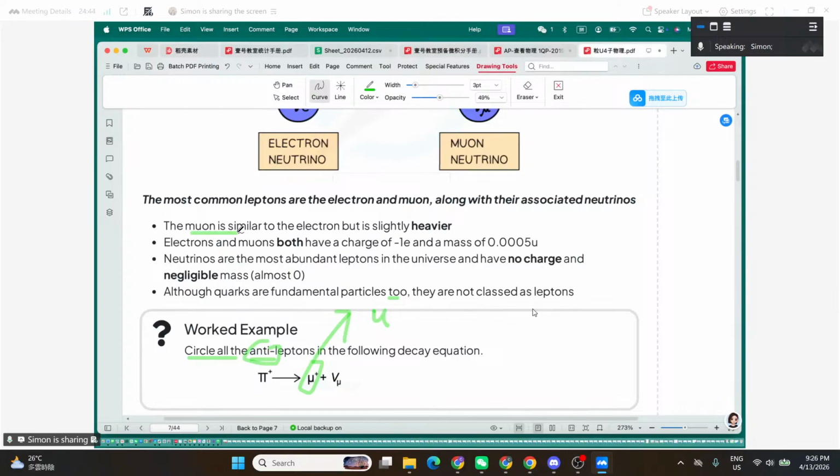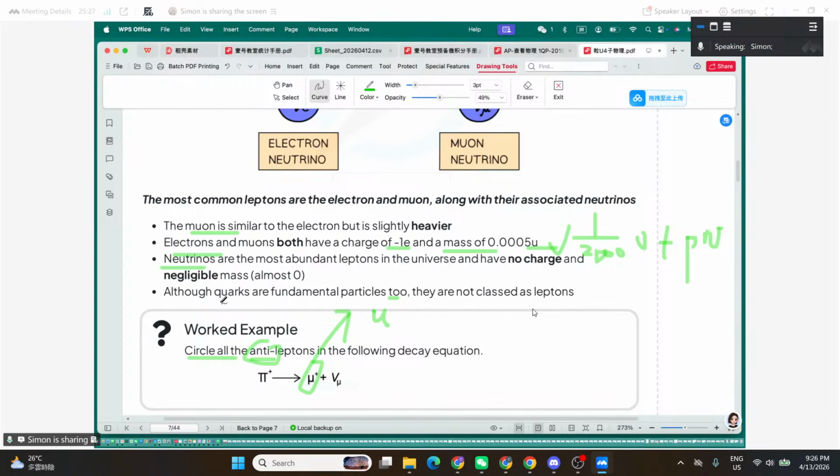There is just a little difference between the muon and the electron. The muon is similar to the electron, but slightly heavier. The electrons and the muons both have a charge of -1, and the mass is 0.0005 u, so we can say 1 over 2000 of a proton, right? Understand now? And the neutrinos are the most abundant leptons in the universe and have no charge and negligible mass, almost zero.